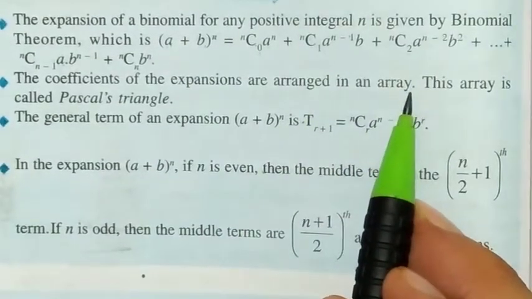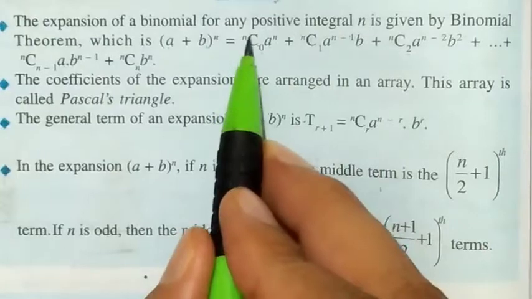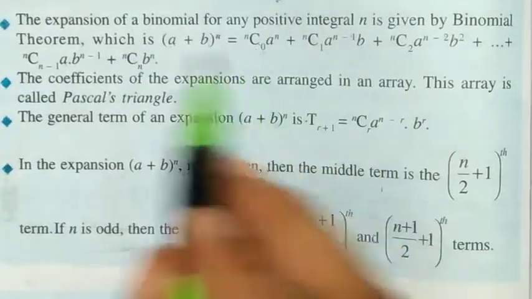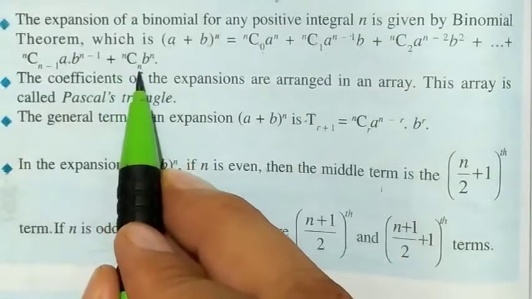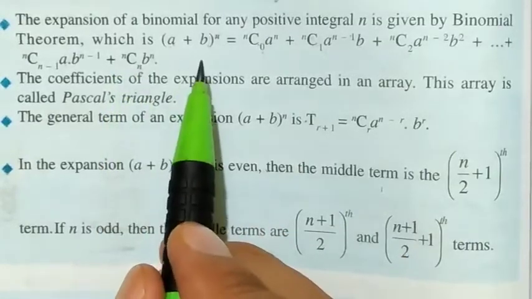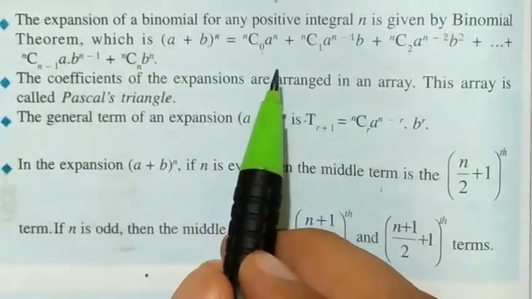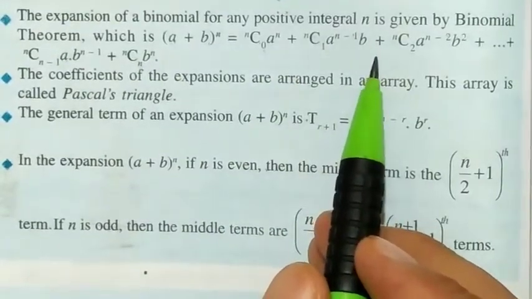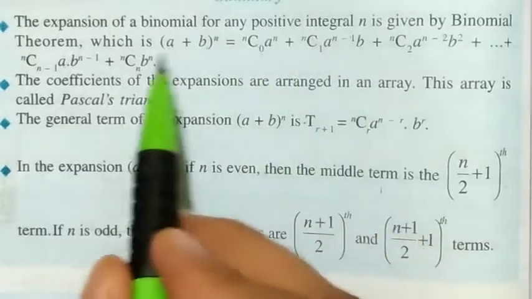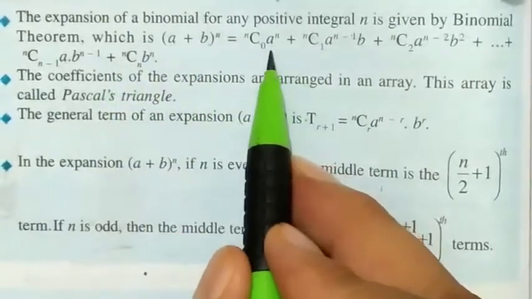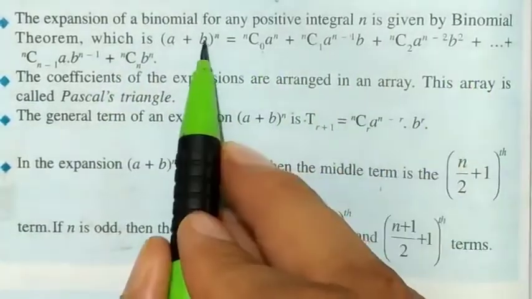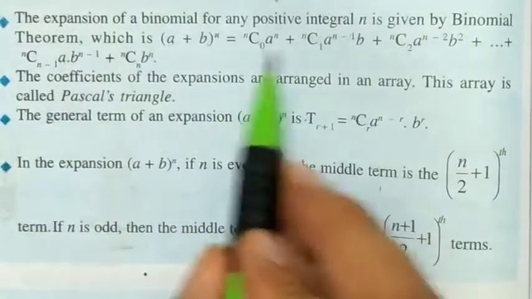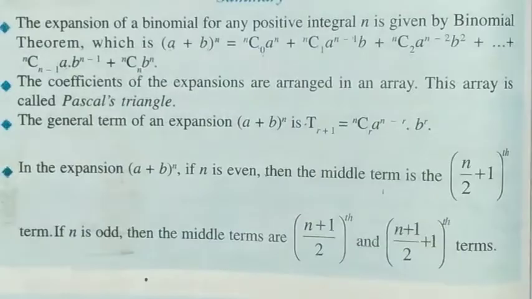Now a very important point: nC0 value is always 1 and that is equal to nCn, because nCr equals nC(n minus r). I think you know it as we have discussed in permutations and combinations. So here number of terms is one more than n. These are called binomial coefficients, nC0, nC1, nC2 and so on up to nCn.